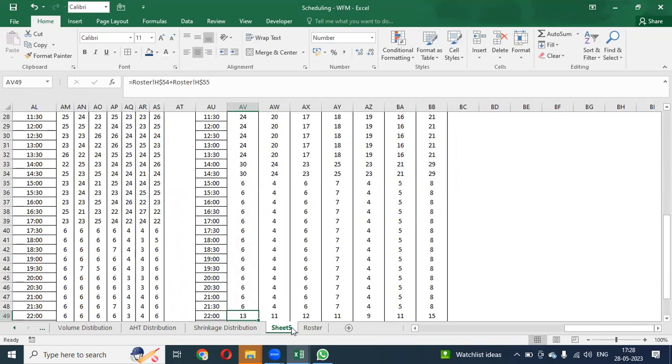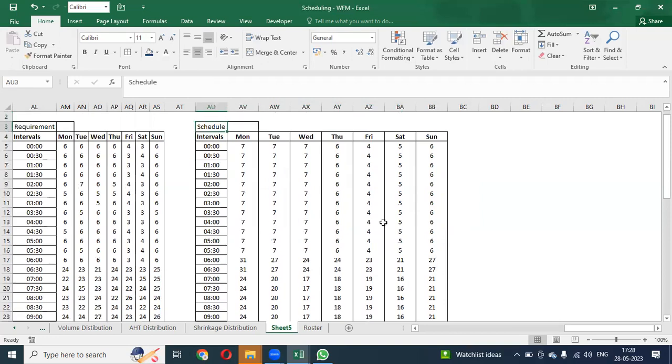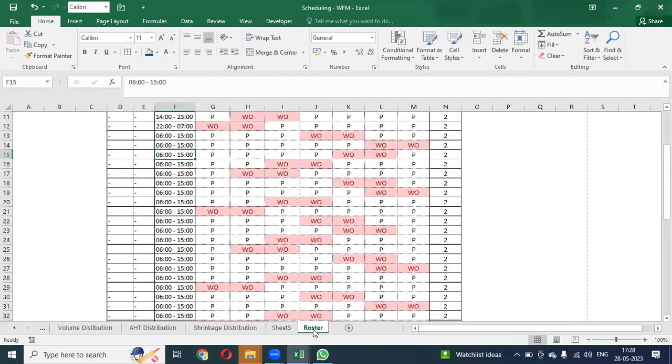So I have taken only 3 shifts. So you can also take another shift which will cover these intervals as well. Okay. So based on the call arrival pattern, you can take the numbers. Is it clear? Yes. Okay.